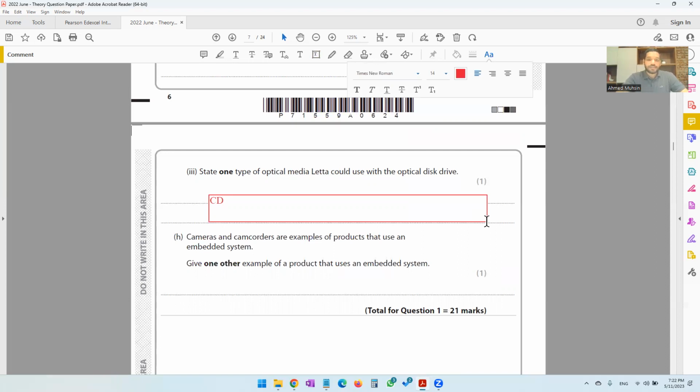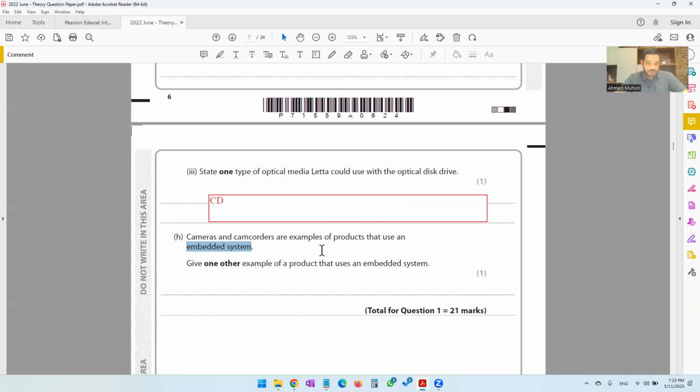Cameras and camcorders are examples of products that use an embedded system. When we say embedded system, we are talking about a computer system that is designed to carry out very specific tasks. One example is cameras and camcorders. These are devices designed to either capture photographs or capture videos. It's a device made for a specific task, which is why we call it an embedded system.